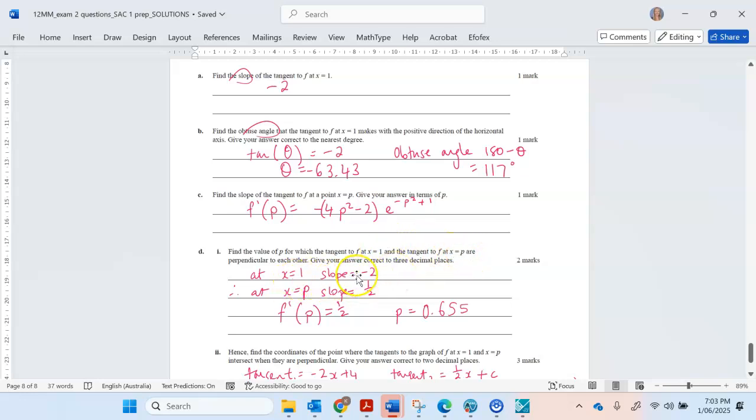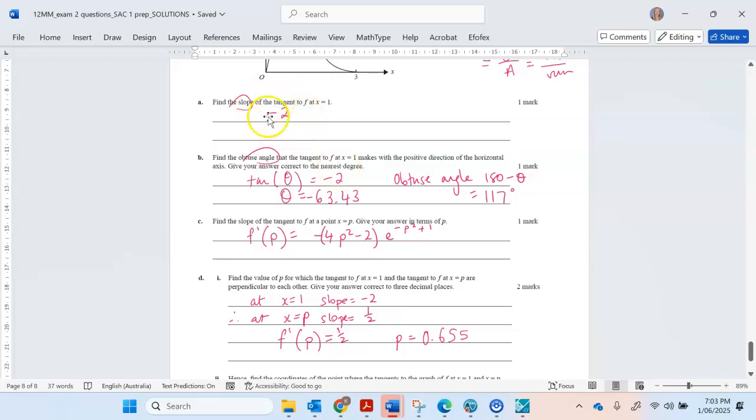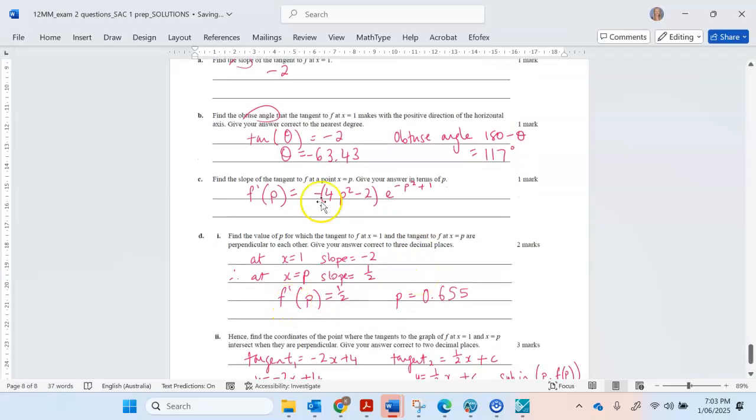So at x equals 1, our slope is -2, which we found back in the previous question, which is a bit annoying because if you didn't get that, then you couldn't really do this question either. At x equals p, because it's perpendicular, we take the negative reciprocal. If one slope is negative, then the other one's positive, and reciprocal just means we flip it. The number 2 is 2 over 1, so its reciprocal is 1 over 2. That shouldn't be the first time you've seen perpendicular lines. So we let our derivative at p equal 1/2.